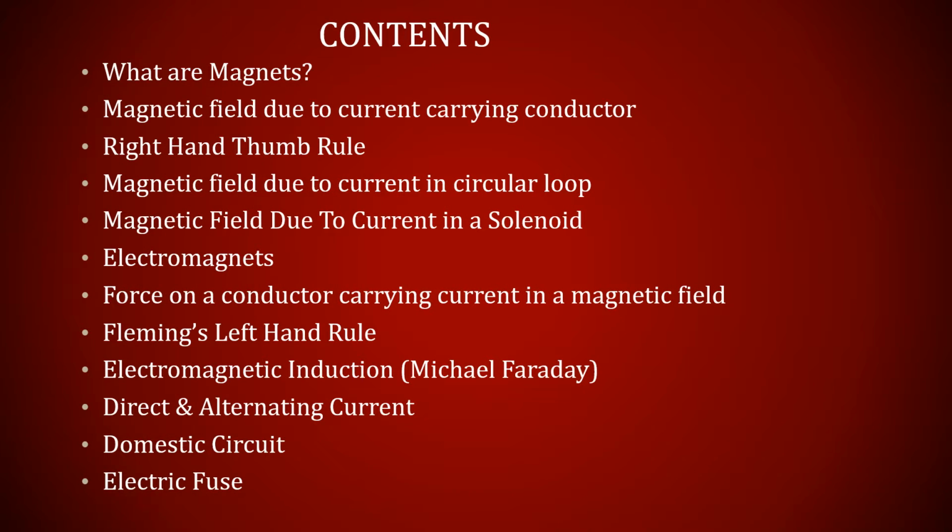So in this presentation we are going to be talking about what are magnets, magnetic field due to current carrying conductor, right hand thumb rule, magnetic field due to current in a circular loop, magnetic field due to current in a solenoid, electromagnets, force on a current carrying conductor in a magnetic field. Similarly, corresponding to it is Fleming's left hand rule, electromagnetic induction, DC and AC currents, domestic circuit, and electrical fuse.